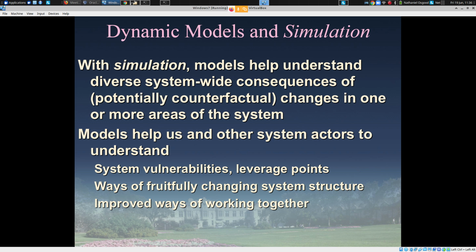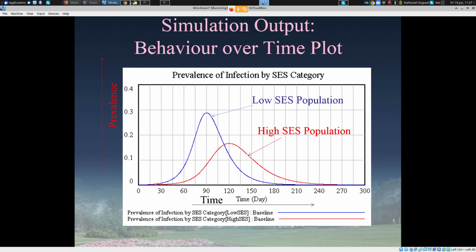So why do we build these models? Well, they help us and other system actors to understand the system vulnerability and leverage points where we can intervene most fruitfully, where we can change model structure, how we can do things better going forward, and improve ways of getting people, for example, in the corrections and policing system working more effectively with public health, or social services and public health, making sure social workers can help deal with some of the mental health and addictions challenges that pose enormous challenges with social distancing, isolation and quarantining for COVID, for example.